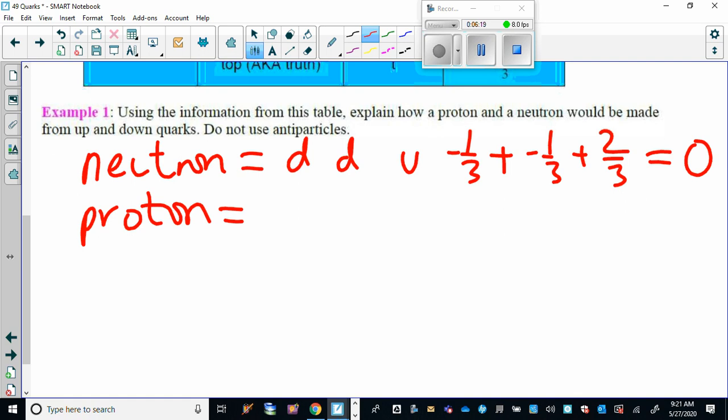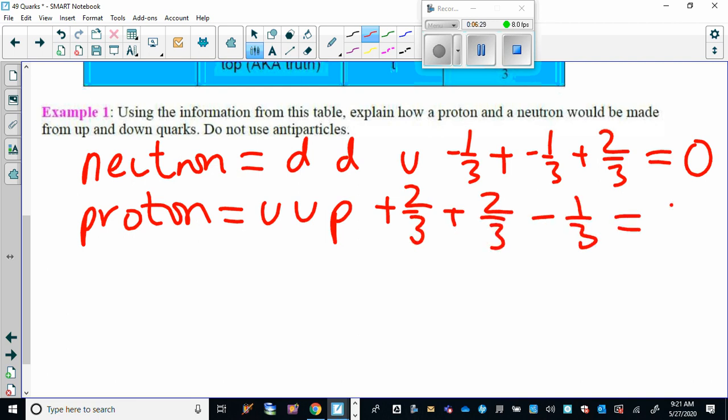And a proton is an up, up, down, because ⅔ plus ⅔ equals 1. So that's the explanation of why protons and neutrons are made up of the quarks that we claim they're made up of.